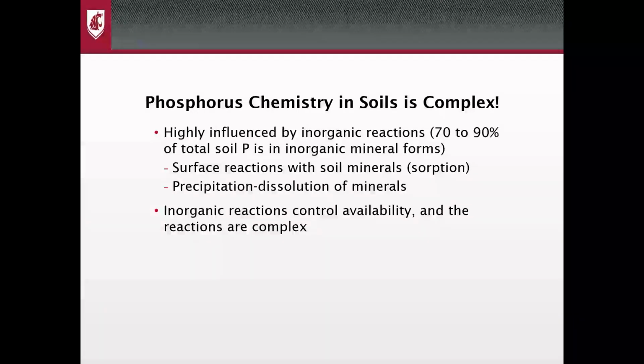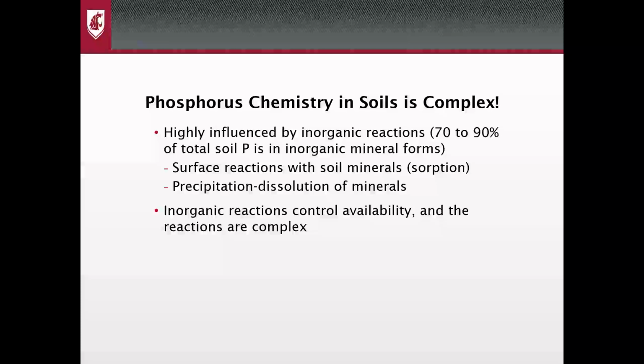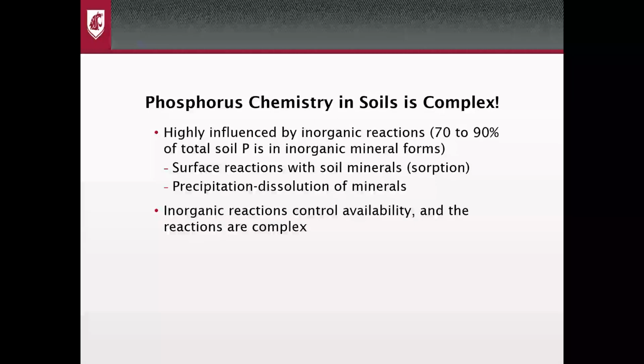We also know that phosphorus chemistry in the soil is exceedingly complex, much more complex probably than any other nutrient that we commonly deal with, except maybe some of the micronutrients. Phosphorus chemistry is really strongly influenced or driven by inorganic chemical reactions, things like dissolution and precipitation, minerals that dissolve and reform in soil. A lot of surface reactions that can tie up or absorb phosphorus as well. And most of the phosphorus in soil is in inorganic forms. So mineral forms that control both the availability, solubility, and fate of phosphorus in soil.